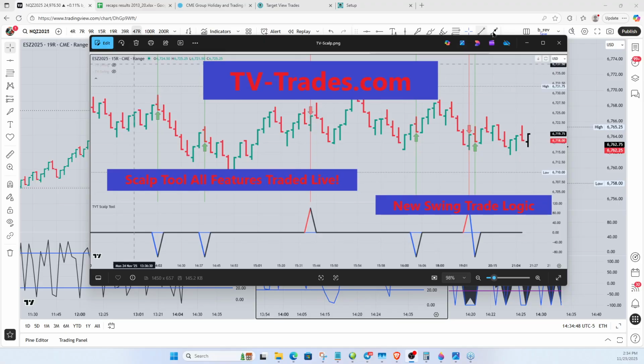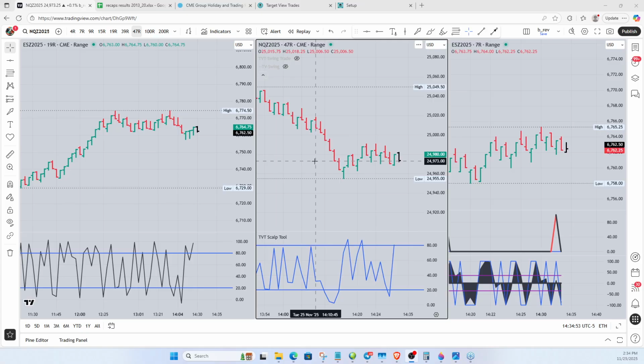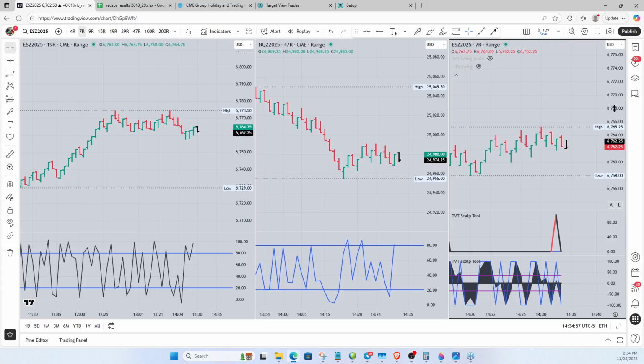Alright, so we're back to this. Let me move that down. The new swing trade logic. That's something that I'm working on with one of our fellow guys out in Dublin, actually.